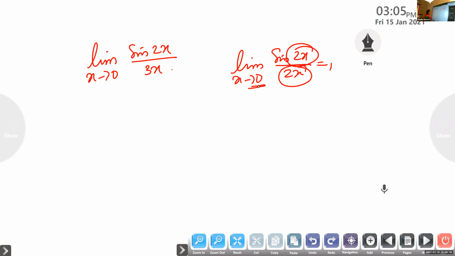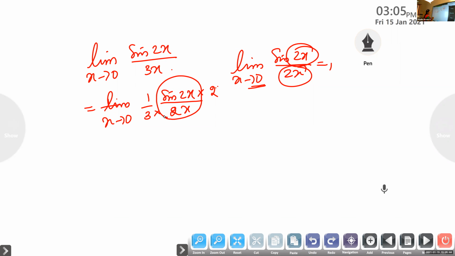So what we can do? 3 being constant, you can take outside, isn't it? So it is limit x tending to 0 sine 2x by, it's okay, 1 by 3 I am writing it. We are multiplying and dividing by 2. Now, look at this function. It takes the form sine x by x, sine theta by theta. What is sine theta by theta? It is 1 into 2. So answer is 2 by 3.